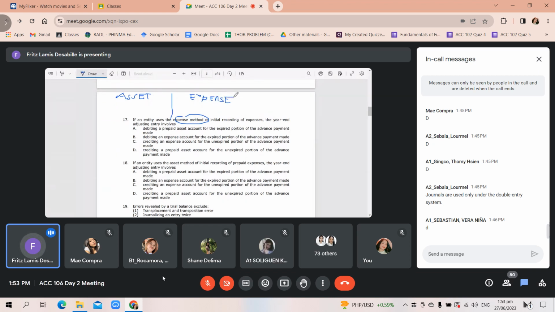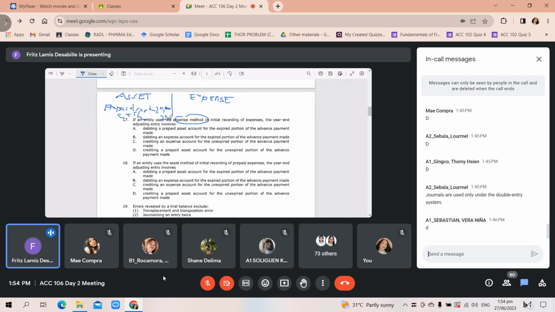Now, under the asset method, when we recognize payment, say for example, we record rent for 2 years for 20,000, our initial recording is an asset. So for the payment of 2 years of rent, we record under the asset method: debit prepaid rent 20,000, credit cash 20,000.